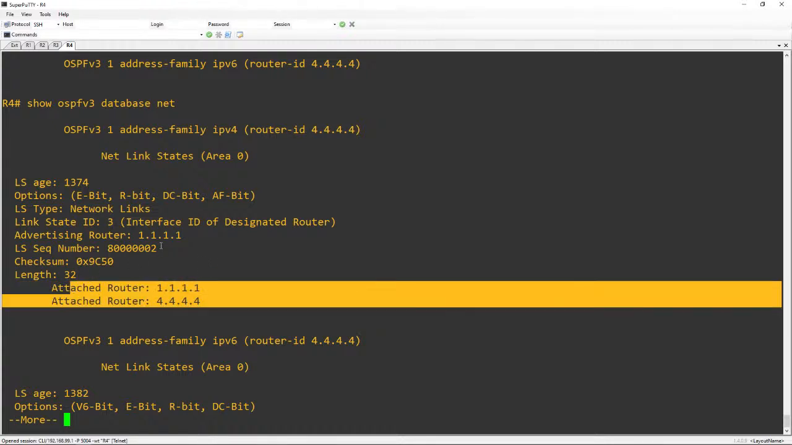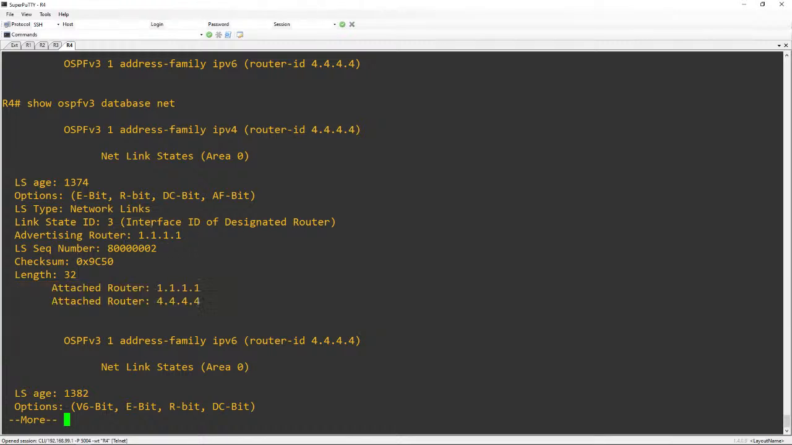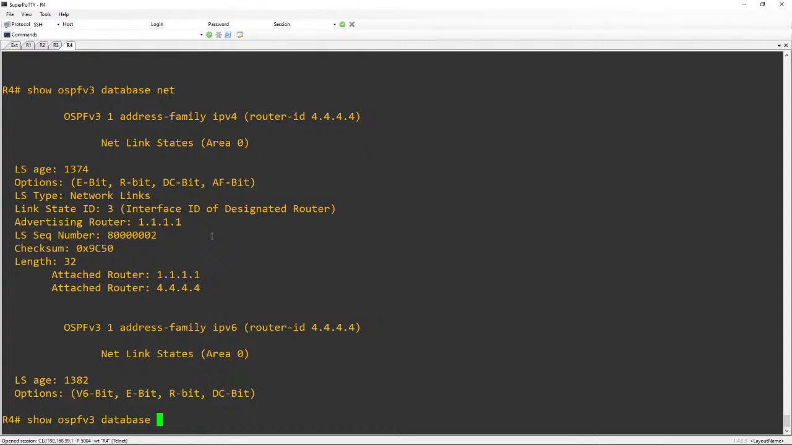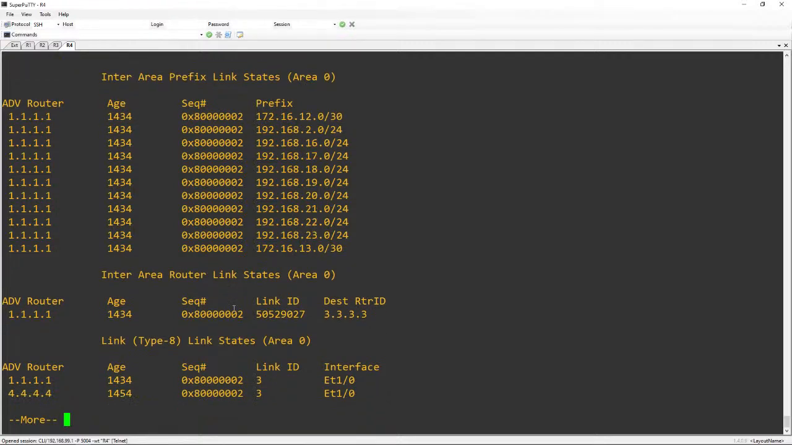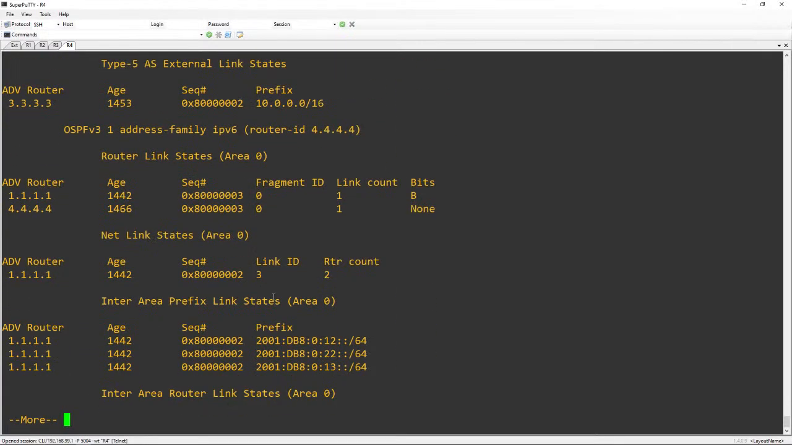It basically says, I am the DR. These are the subordinate routers, or these are the other routers that are participating in that network segment. And by the way, the interface ID, this number here, represents the interface ID of the DR. Now, if I do a show ip ospf database, you will see here for the Network LSAs, the advertising router is represented by the router ID of the DR. So for area 0, I can tell that router 1 is a DR in area 0. If I scroll down, I should see the other areas listed.